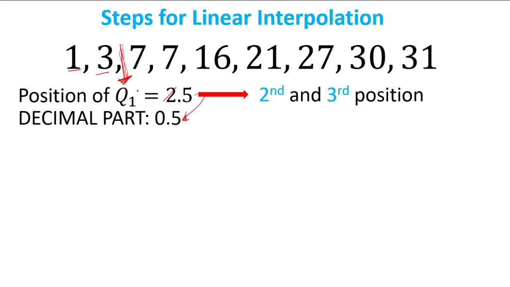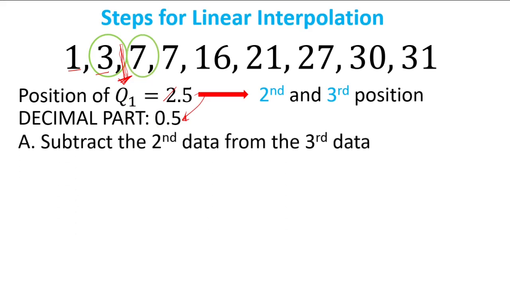So, this is our first quartile, these values. What are those values? 4, 5, 6, and so on. In short, since 3 and 7 are in the given data, we will be using the second and third positions, the second element and the third element, in solving the whole distribution using linear interpolation. The value of the second position is 3 and the value of the third position is 7. With that, we will proceed with the first step in linear interpolation.